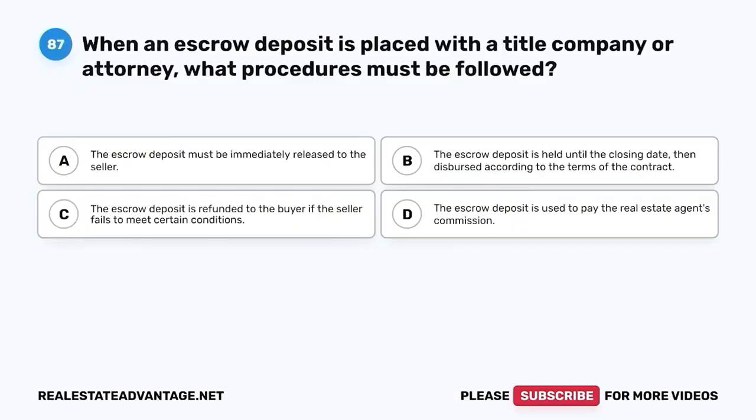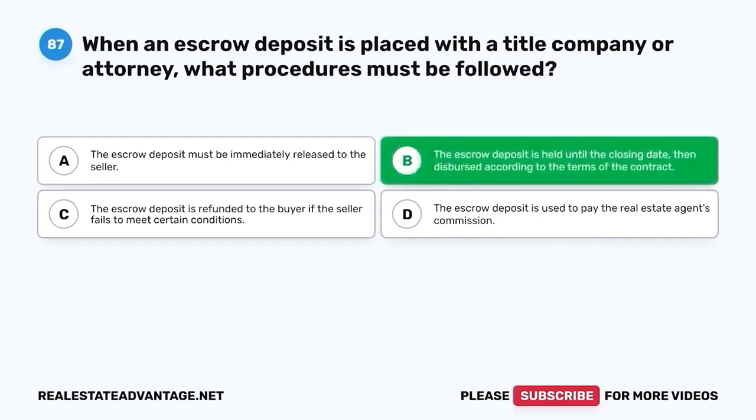When an escrow deposit is placed with a title company or attorney, what procedures must be followed? A. The escrow deposit must be immediately released to the seller. B. The escrow deposit is held until the closing date, then disbursed according to the terms of the contract. C. The escrow deposit is refunded to the buyer if the seller fails to meet certain conditions. D. The escrow deposit is used to pay the real estate agent's commission. The correct answer is B.